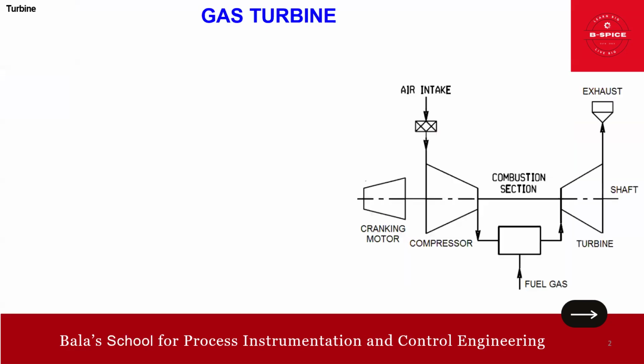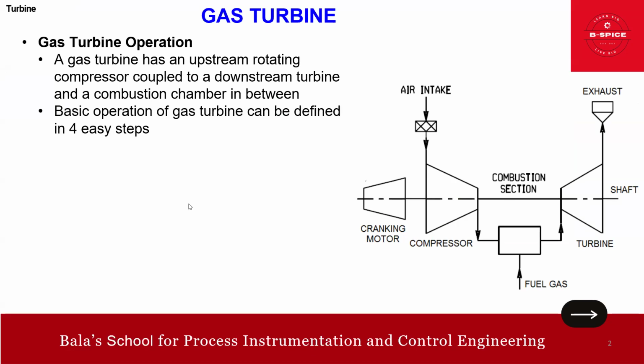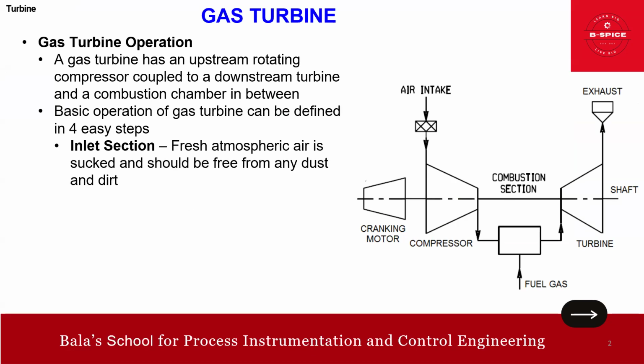So yeah, let's start. Gas turbine operation. This is a typical example, friends. A gas turbine has an upstream rotating compressor coupled to a downstream turbine, and a combustion chamber in between. Very simple, isn't it? So there are four basic operations actually.